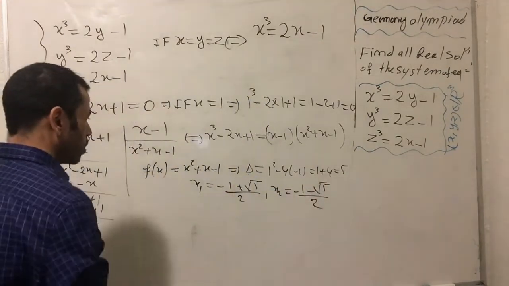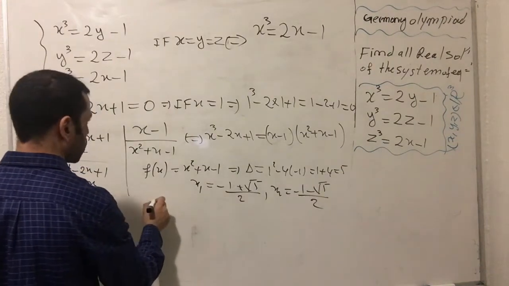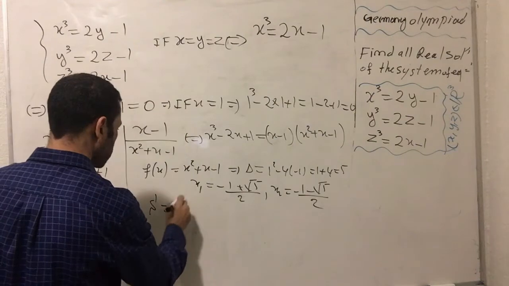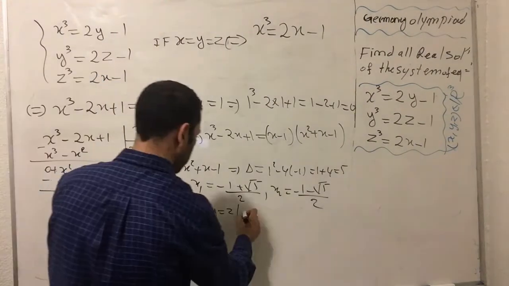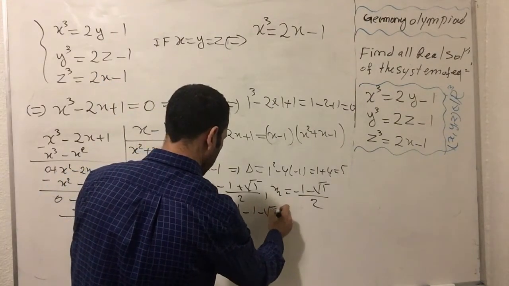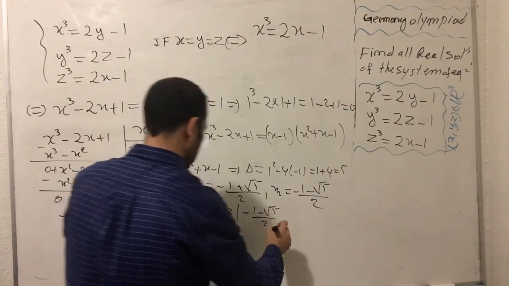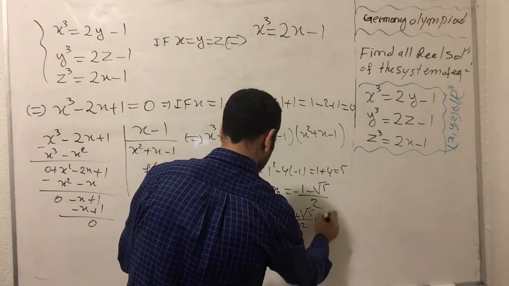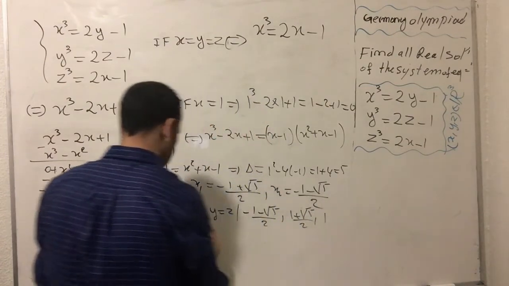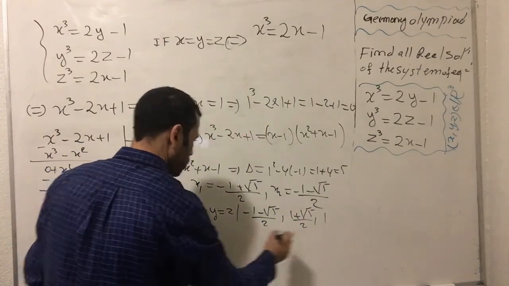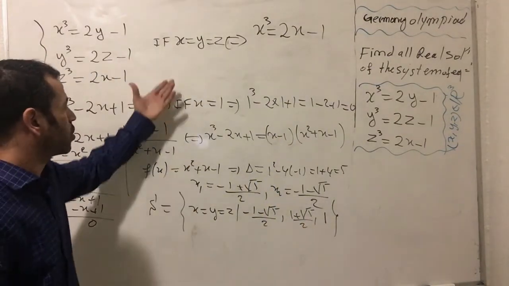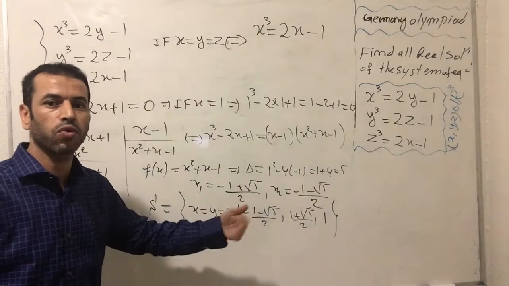So that means the solutions for x: we have three solutions. We have minus 1 minus square root 5 over 2, we have minus 1 plus square root 5 over 2, and we have 1. So now these are the solutions of this system if we have x equal to y equal to z.